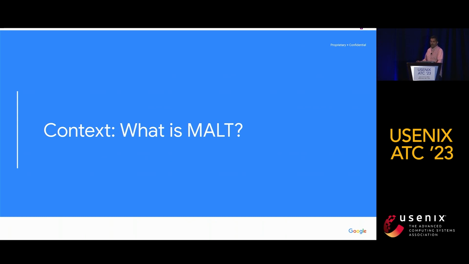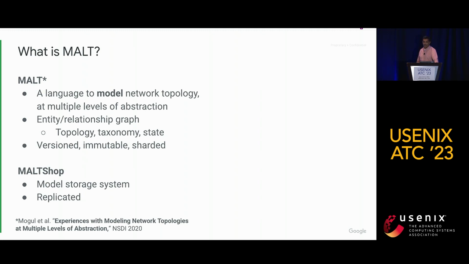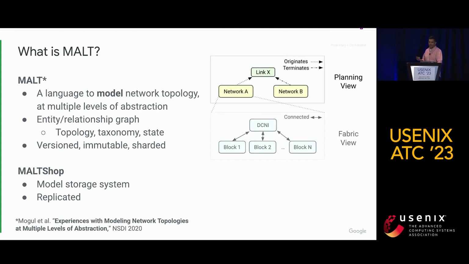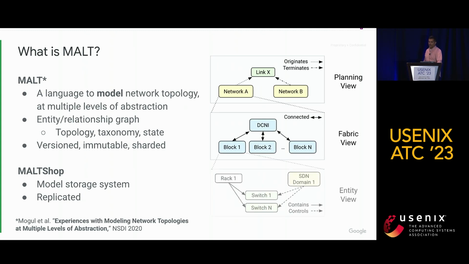Before I go into the meat of the paper, let me briefly introduce some useful context on MALT. MALT is a language to model network topology at multiple levels of abstraction. For example, 1, we have models reflecting the high-level abstracted view of the network and the capacities between them. 2, models at the fabric building block level. And 3, models showing low-level details like specific racks, switches, their ports, and so on.